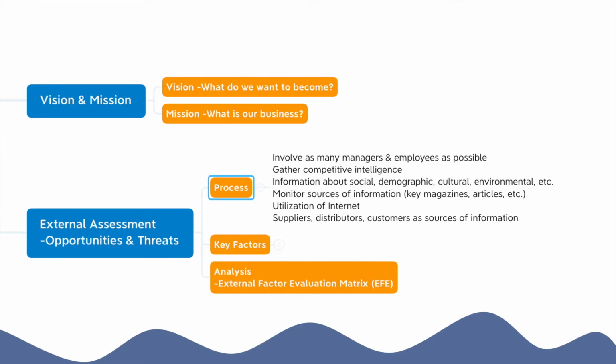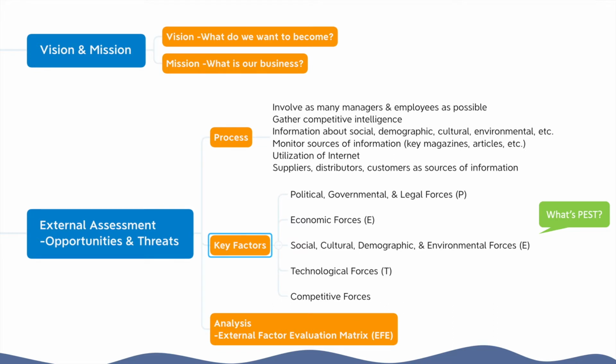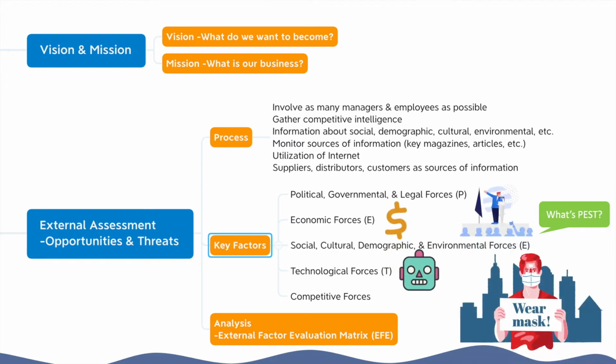How to externally assess a company? We need to gather as much information as possible while we pay attention to these factors. They can be simply summarized as PEST plus competitive forces. What's PEST? Political, economic, social, and technology factors. A normal method for marketers to analyze a situation.